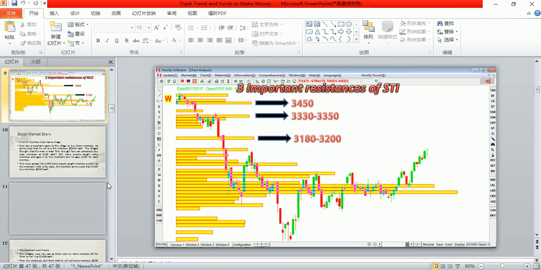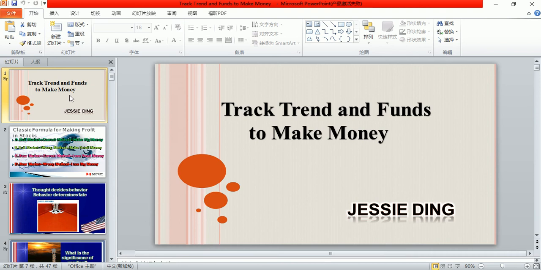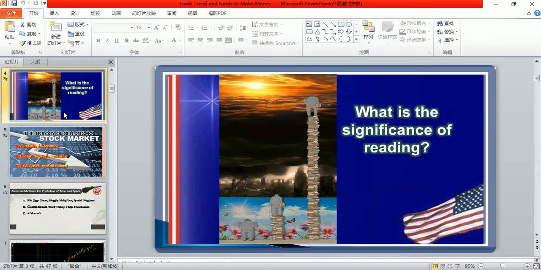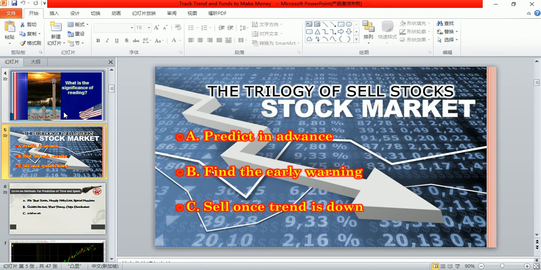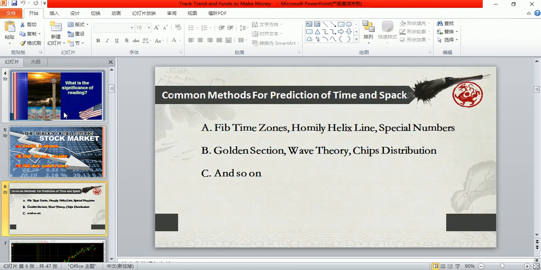Let's review today's seminar. Today we talk about checking trend and funds to make money, and we learned some methods for judging the support and resistance. So these are the 3 strategies for selling stocks. Predict in advance, find the early warning, and sell once the trend is down, okay? And common methods for prediction of time and space.